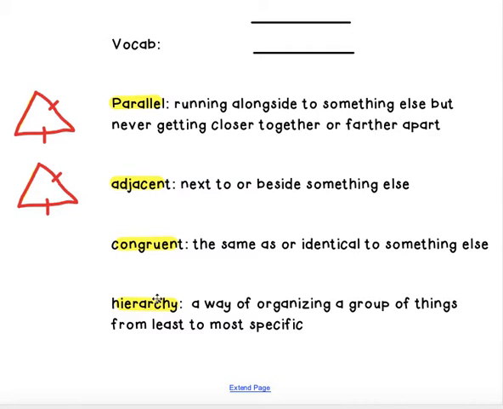And then the last vocab word is hierarchy. And we're going to use that to help us organize our quadrilaterals today. So a hierarchy in general is just a way of organizing a group of things from least specific to most specific. And I'll say a little bit more about that here in a little bit. But let's get going here.